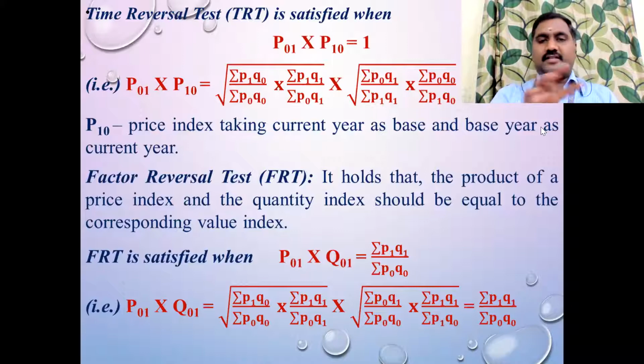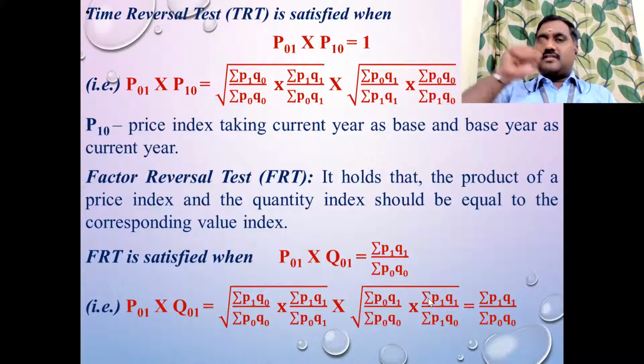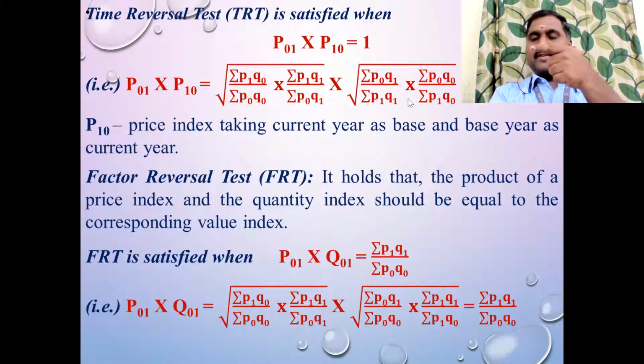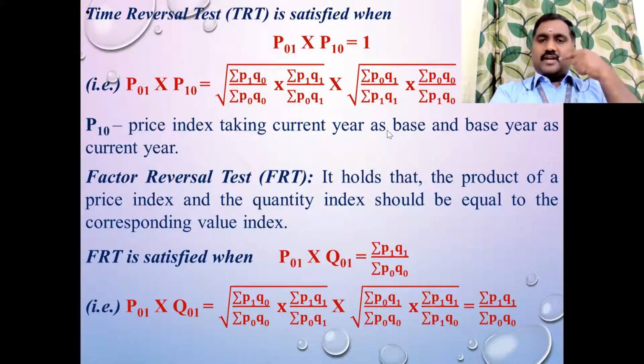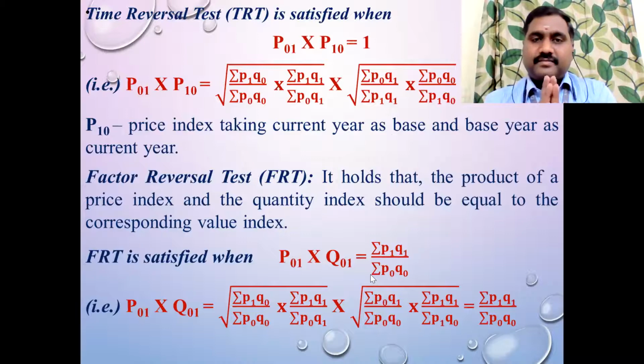It should be proved like this Fisher formula. See this Fisher formula. This is Fisher formula. And here you are copying the same as the time reversal test. Only the thing is that the cross thing is there. See this, summation P0 Q0 and in the denominator summation P1. You just interchange this. Bring the P0 Q0 to the denominator and make this summation P1 Q1 the numerator. That's it. That is called FRT.